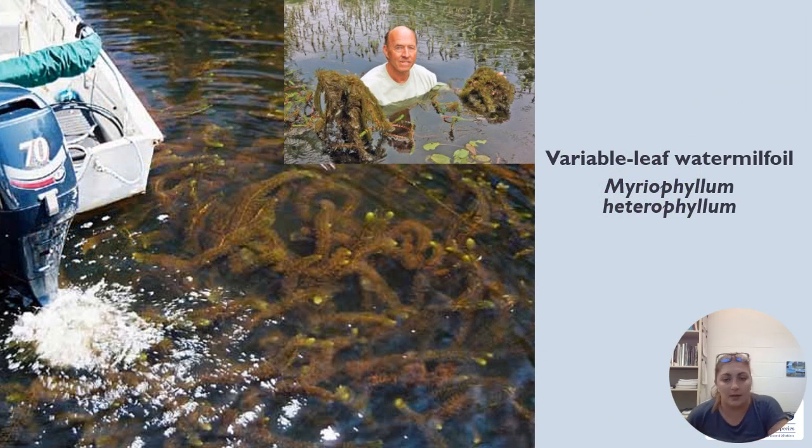This is what variable leaf water milfoil looks like when it has invaded an area. This poor guy is chest deep in it, and this prop is going to be fouled very quickly by this milfoil, and it's also creating all these fragments, right? So it's just going to spread it. So if you imagine that prop ripping through this variable leaf water milfoil and then going to a different part of the lake or going to a different lake, it's going to be carrying those fragments with it the whole time.